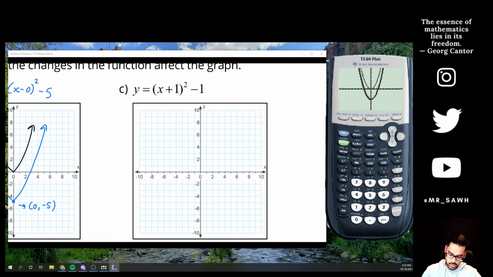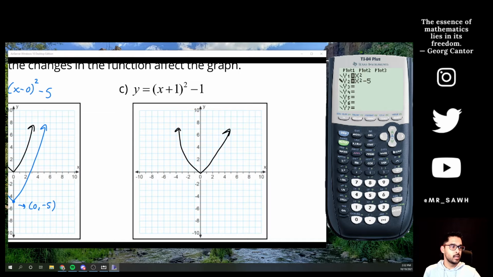So I'll graph you the original one again. It'll look something like this. Not perfect, but it'll get the idea across. And this one will change to being x plus 1 squared minus 1. And then hit graph. Okay, and again, what you'll see is now we're a little bit left and now we're a little bit downwards as well.